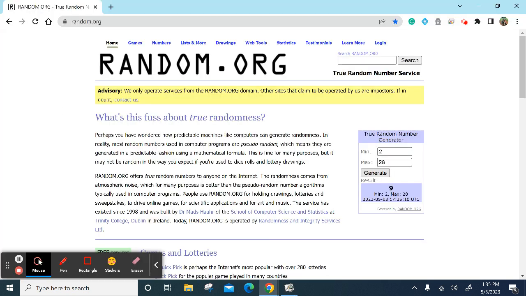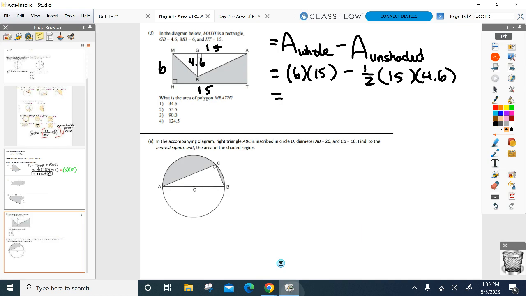Take your time. Let me know when you have it. 11 again. We're looking like 2, which is 55.5. We are looking like that. Yep.